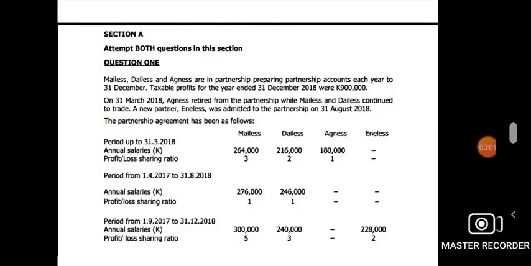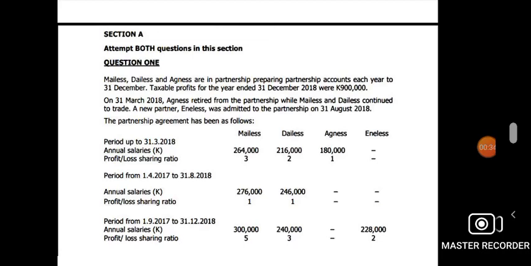So we are looking at this question, partnership. What I'm going to do in this video is show you how you would work around handling a question on partnership, how you share the profits, and the format in which you can approach such questions. So we'll look at this particular one of 4 partners: Miles, Diles, Agnes, and NLS. Those 4, and then take notes.